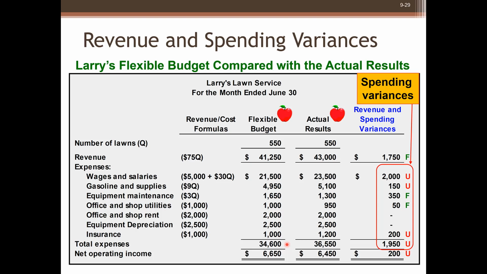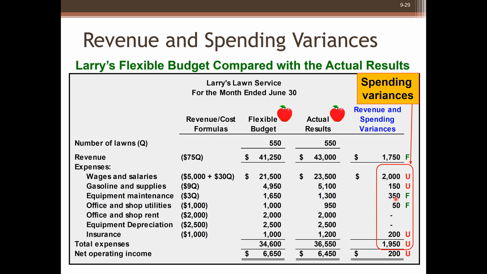For spending variances, total actual expenses are greater than budgeted expenses for activity level of 550 lawns mowed. So spending variance for total expenses is unfavorable. Larry explained the individual spending variances. For wages and salaries, 2,000 unfavorable spending variance is because of extra hours required for the additional trimming. So Larry has paid more salaries to employees. 150 unfavorable gasoline and supplies spending variance is because of rising gasoline prices.